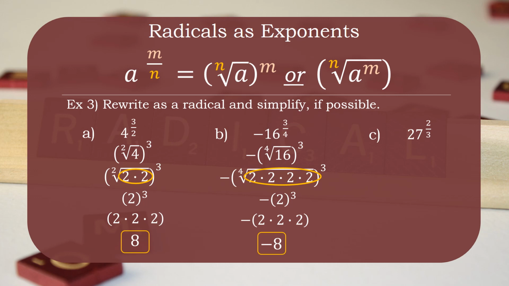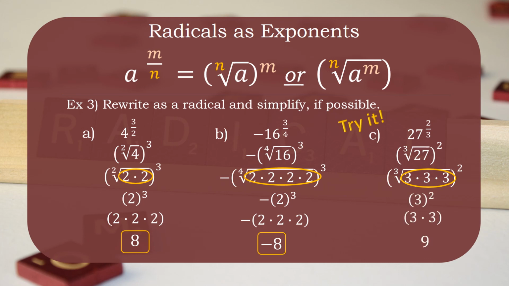For problem C, we have 27 raised to the 2/3 power. This is your try it problem. Okay, let's see how you did. You should have rewritten it as the cubed root of 27, all raised to the power of 2, expanded 27 in factored form, found a set of 3's, did your exponents, and your final answer should be 9.